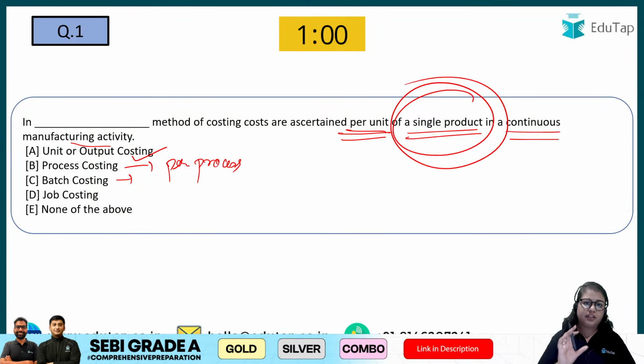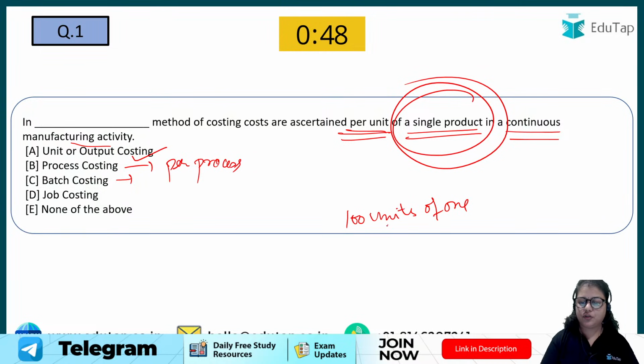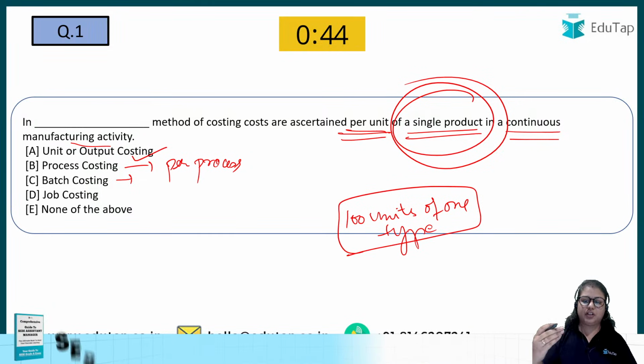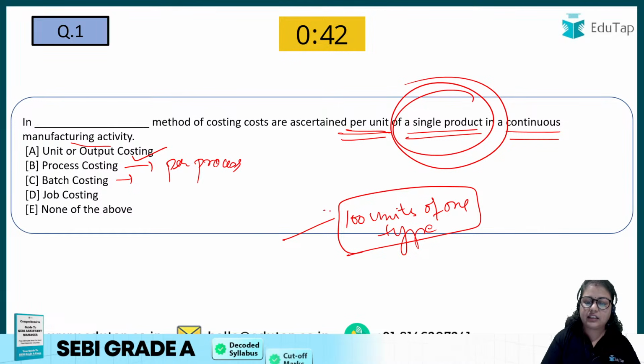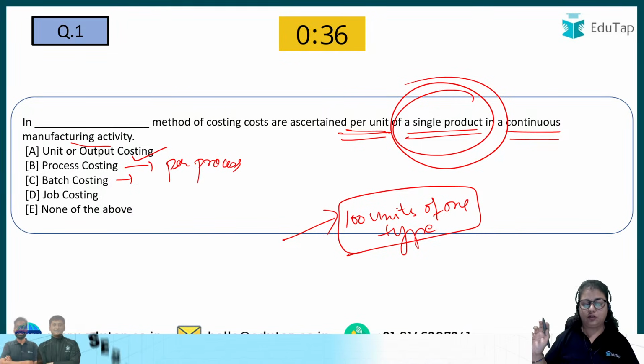Here also the activity is not continuous. You can say the activity is continuous only for a batch size. For example, we are producing 100 units of one type of shoe. Then we can say yes, the manufacturing is continuous, but here there is a batch of 100 units. So when we have to find out the cost of one batch, then we do batch costing.